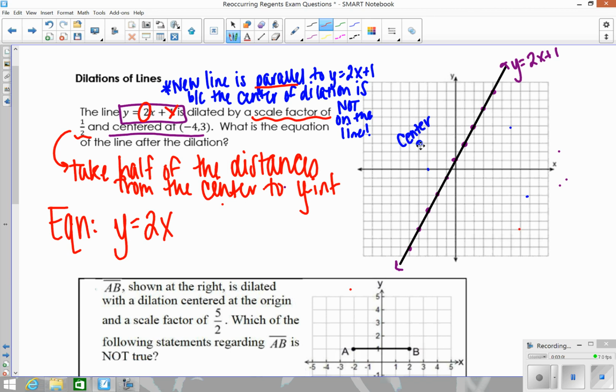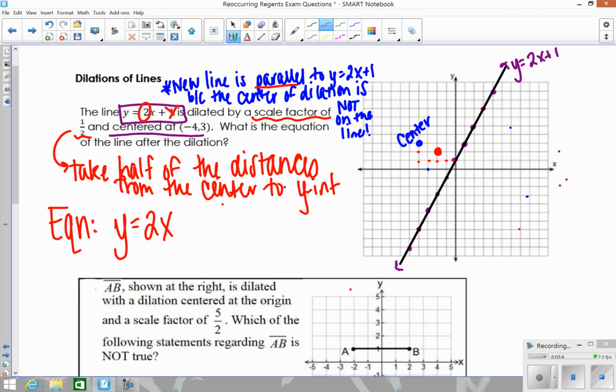And I start at the center. I had to go down 1, 2, and then over 1, 2, 3, 4. So I went down 2, right 4. I need to take half of that, and that tells me that the new line will actually get closer to the center because my scale factor was less than 1. If the scale factor was, let's say, 3, then the distance is going to be 3 times away from the center. So in this case, it's going to get half as far. So instead of going down 2 over 4, I'm going to go down 1 over 2. So there's my new point.